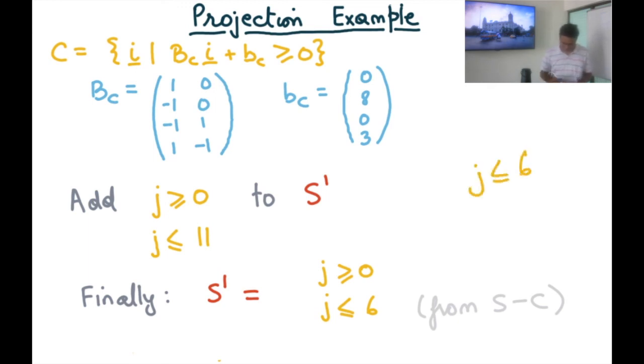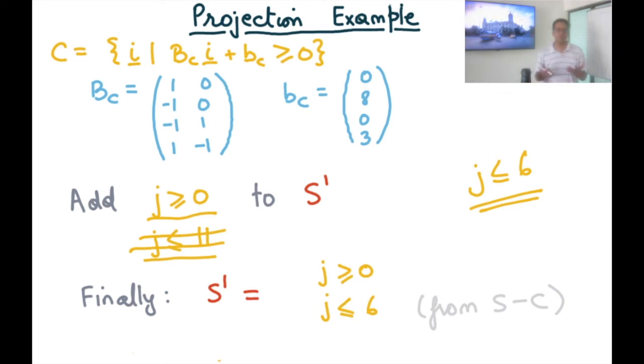And overall we get j is greater than or equal to 0, j is less than or equal to 11, and j is less than or equal to 6. Of all three, j is less than or equal to 11 becomes redundant, right? Because if j is less than or equal to 6, then obviously j is less than or equal to 11, because 6 is less than 11. And so finally we get j is greater than or equal to 0 and j is less than or equal to 6, and this forms our projection of the polyhedron on j. And so this also gives us the outer loop lower and upper bounds for j.